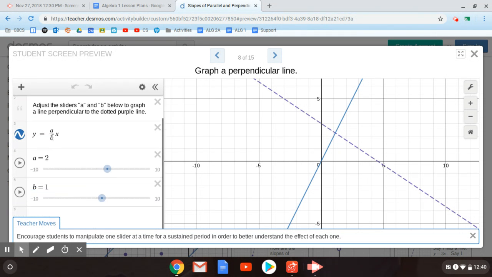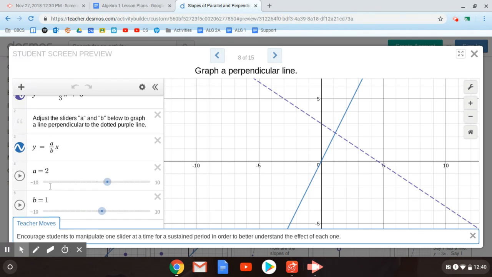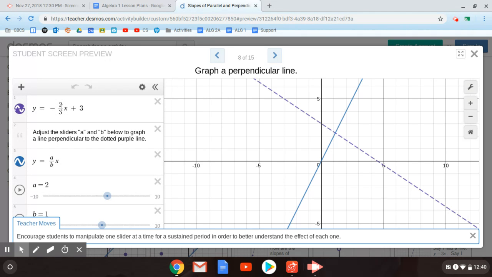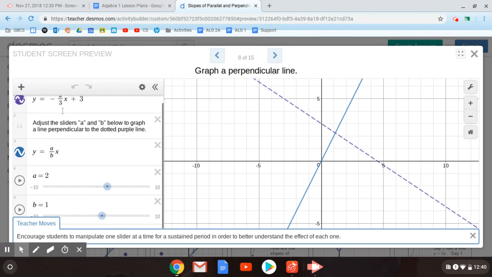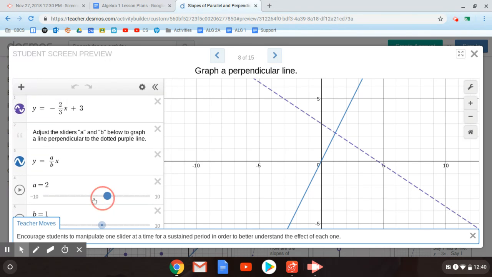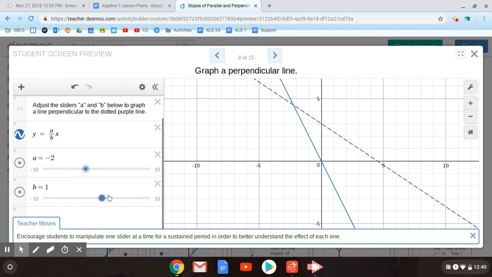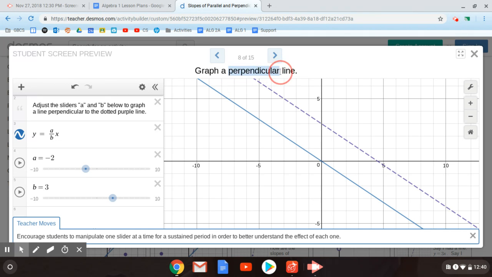So notice they gave me y equals a over b x. And I can move my numerator and my denominator, a and b. Our original equation was negative 2/3. So let's see what happens first if I were to match it, negative 2 over 3. Those are parallel. We already went over these ones, but we don't need parallel anymore. We need perpendicular. So I need to intersect one time at a 90-degree angle.